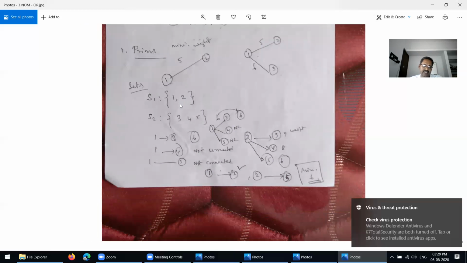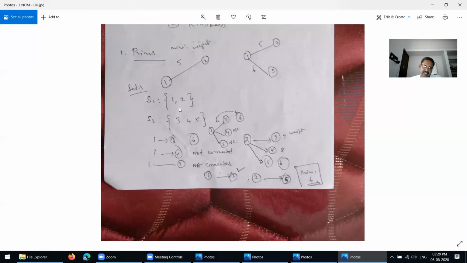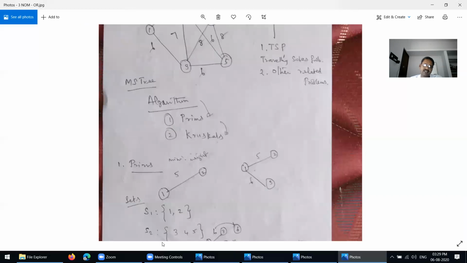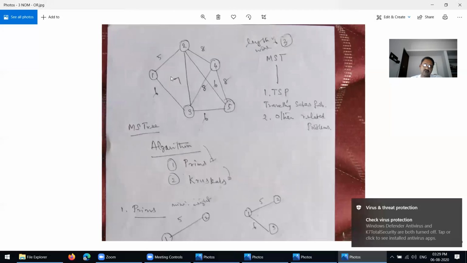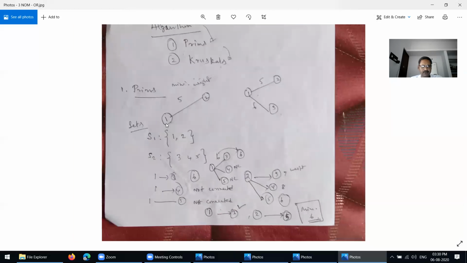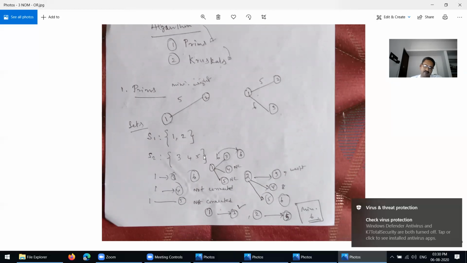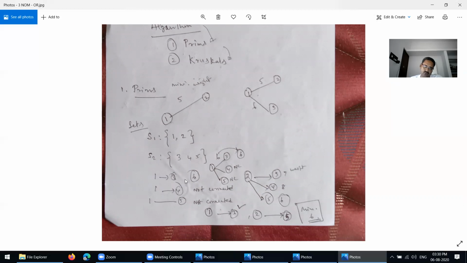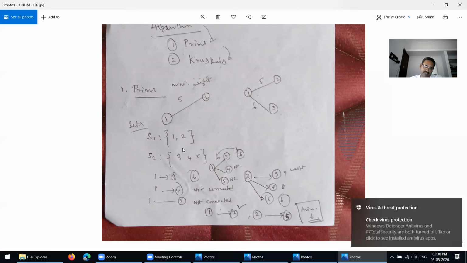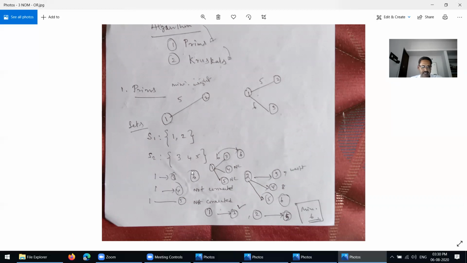See here now. Set S1 has 1, 2 and S2 has 3, 4, 5, and the connected part is a tree. So we consider 1 to 3, 1 to 4, and 1 to 5, and find the minimum weight. Similarly, 2 to 3, 2 to 4, and 2 to 5. You find the minimum one here.